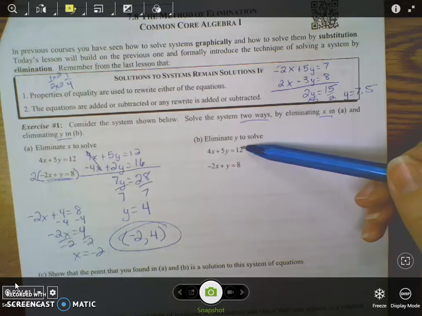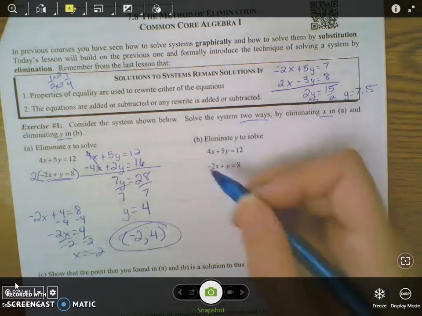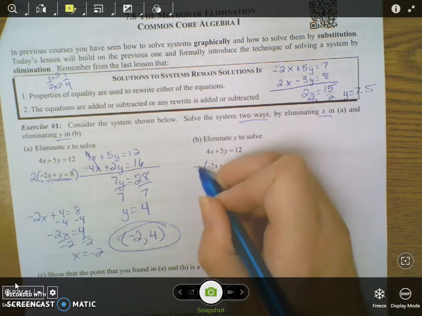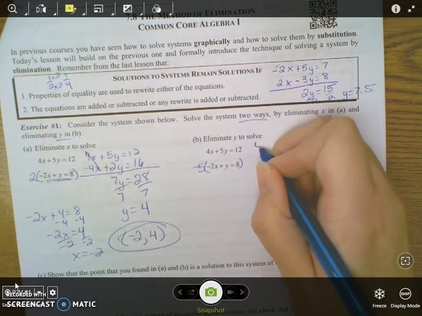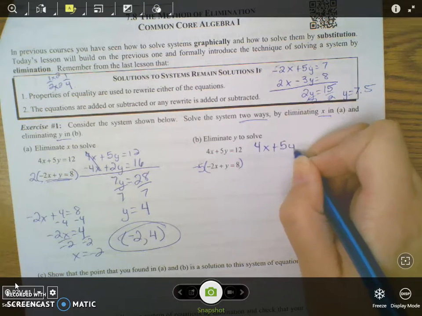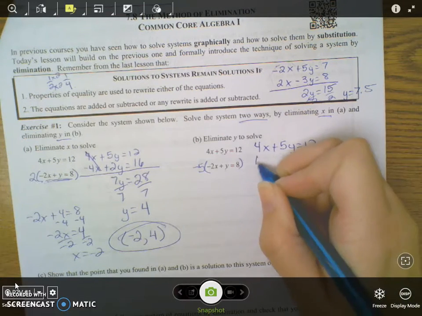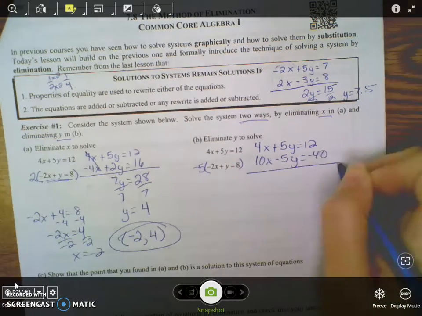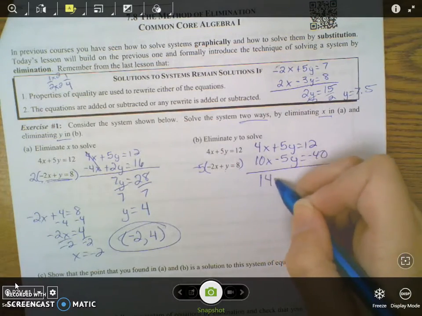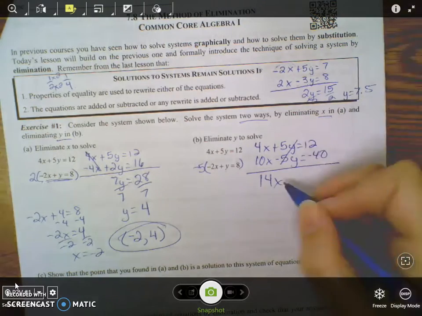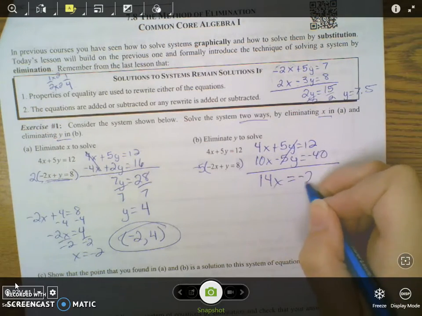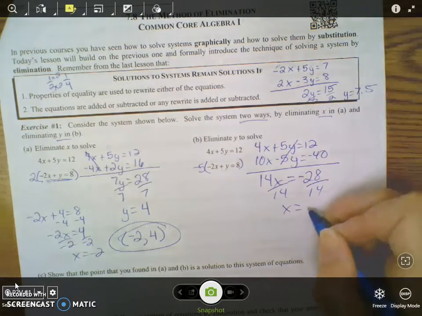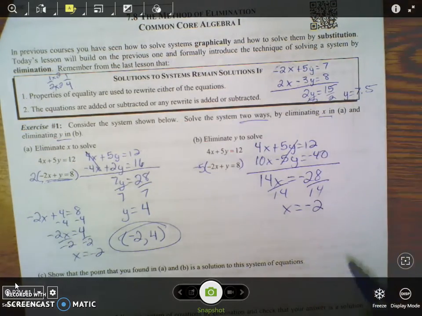The second way, we can eliminate the y here. So this is already 5y. I'm going to multiply this one by negative 5 so that they become opposites. So 4x plus 5y equals 12. And then 10x minus 5y equals negative 40. So 14x, those eliminate, and then that's negative 28, and we have x equals negative 2.